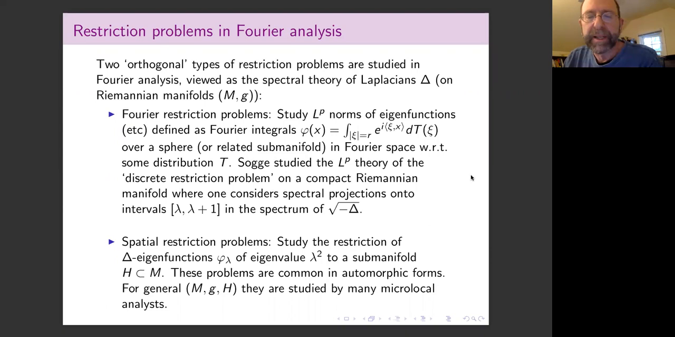Now the second type of restriction problem is a spatial restriction problem where you have eigenfunctions of the Laplacian, but you restrict them to submanifolds. And you are interested in, you know, how large are the restrictions? You're interested in integrals of the eigenfunctions over submanifolds. So there are many, many types of problems like this. So by comparison with the Stein problem, this kind of spatial restriction problem is classical and goes back to the late 19th century. And there are many, many classical works on it.